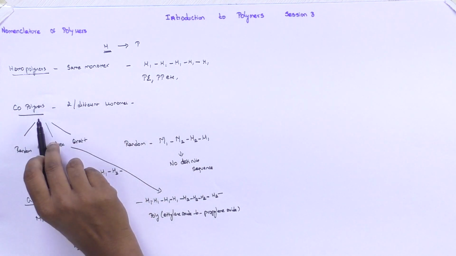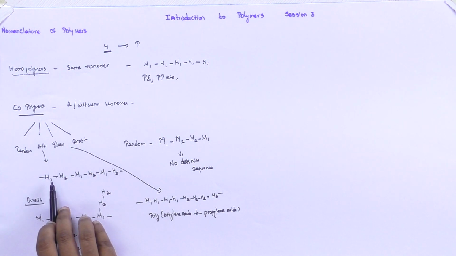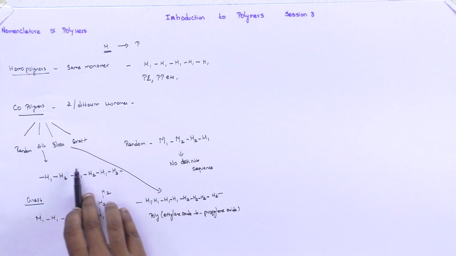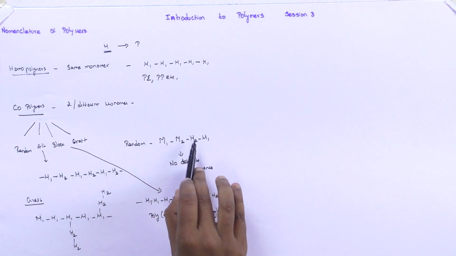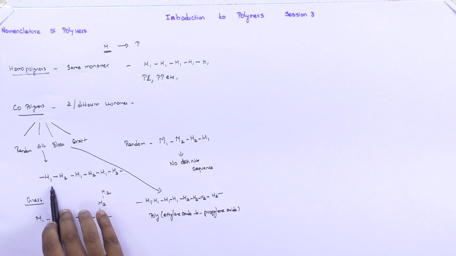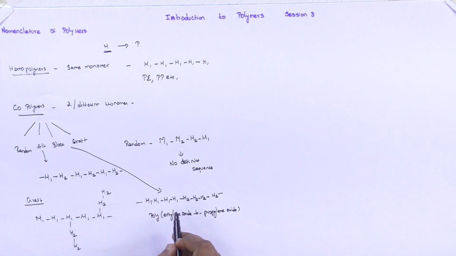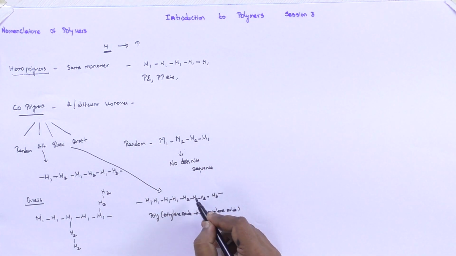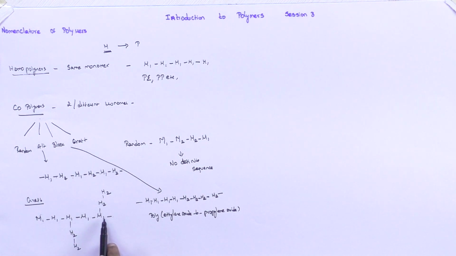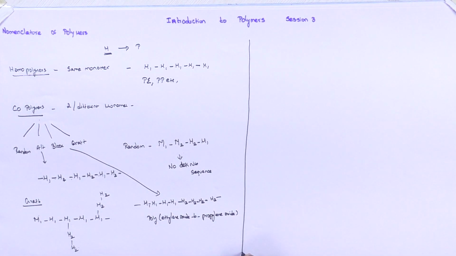So, we have copolymers that may be random, alternate, block or graft. Here in random, monomers are arranged in a random fashion. In an alternate, the repeat units are arranged in an alternate fashion, and in block you have blocks of one monomer followed by the other monomer. Then you have one main chain and the other monomer is grafted to this. So, this is called the graft copolymer.